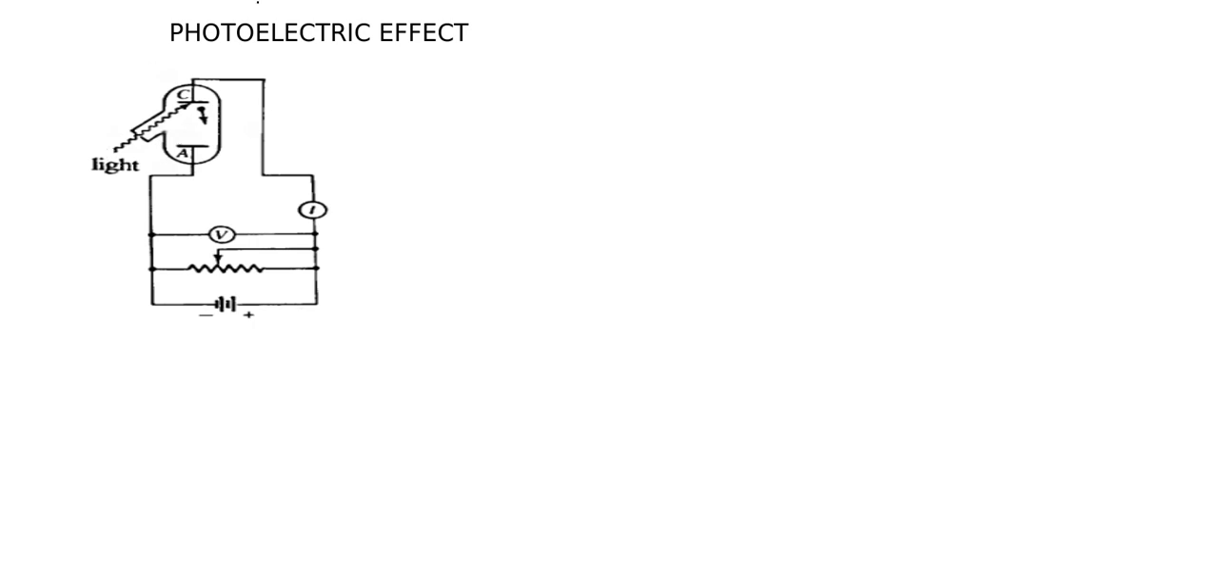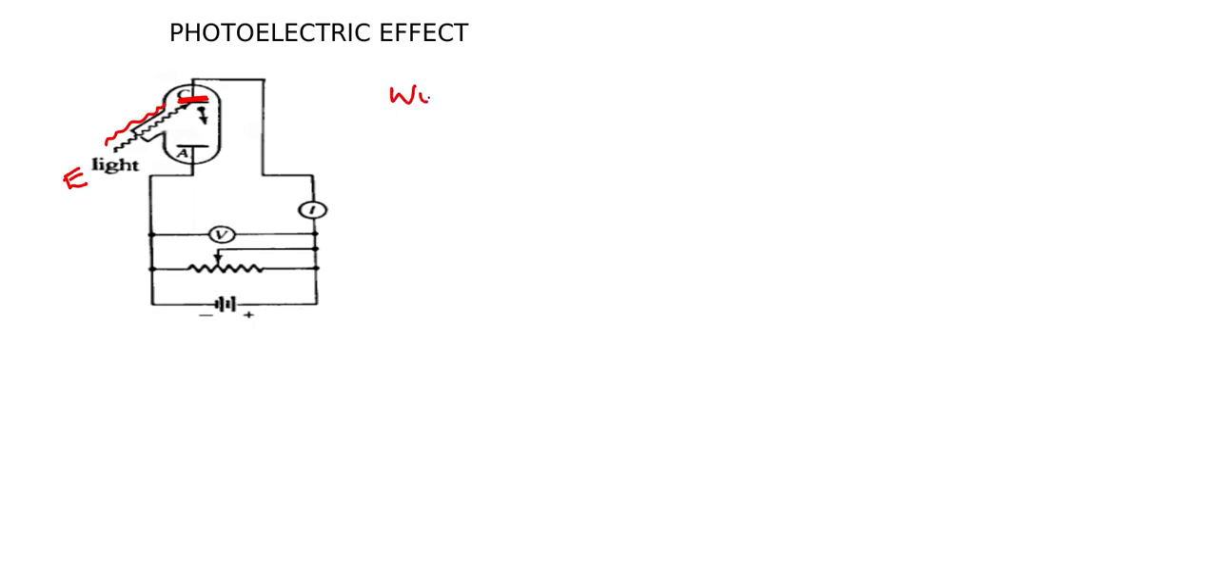When you have light, let me use red, hitting this metal, the surface of the metal, electrons are emitted under certain conditions. What are the conditions? Number one, the energy of this incoming light is high enough. What do we mean by high enough? The energy of the incoming light must be more than the work function of this metal.